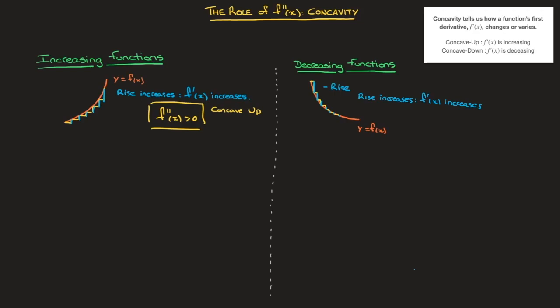And so once more, the second derivative, f dash dash of x, is positive. And I'll box that as well. And I'll write concave up again. Concave up. Done. So these two curves show us what a concave up function looks like. In each of these two cases, the first derivative, f dash of x, is increasing as we go from left to right, and the second derivative is positive.